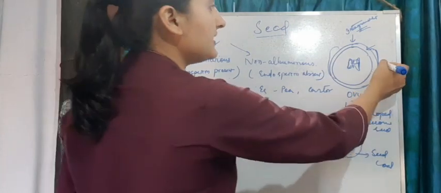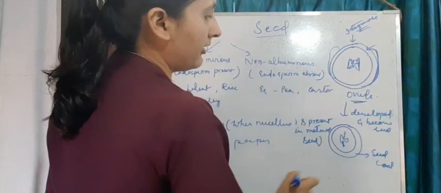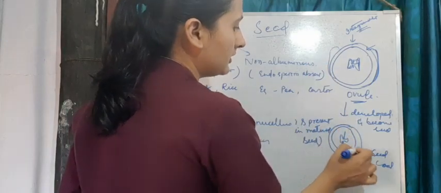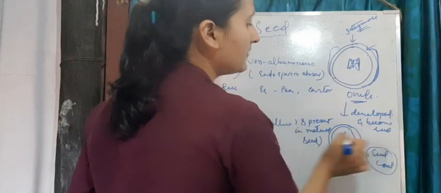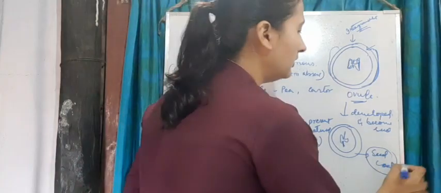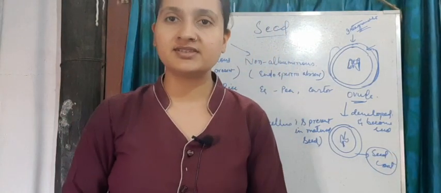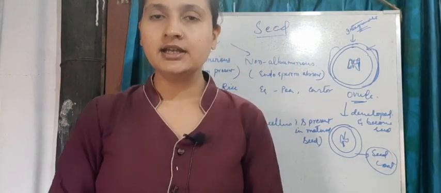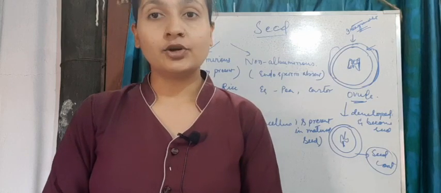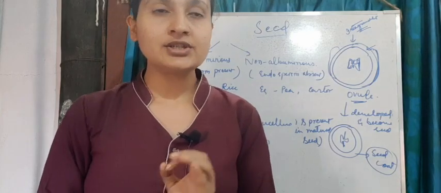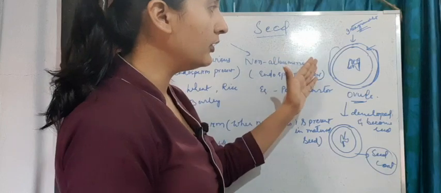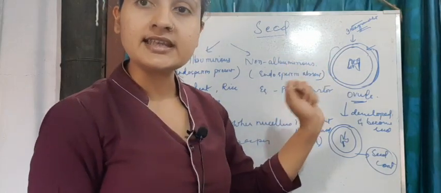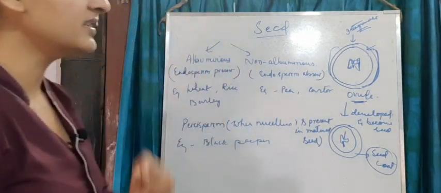So this integument, the outer layer, when it gets matured, takes the form of seed coat. I hope you all have seen, if you take an example of a gram seed, the outer hard cover is called your seed coat. And in the stage of ovule, it was called integument. I hope this is clear.